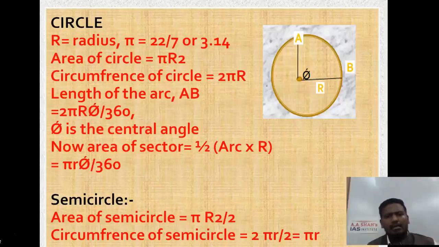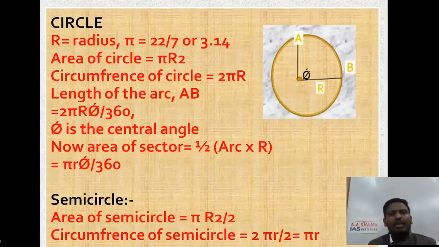Like in this case, the arc is AB. So theta should be the angle between the two lines, the first line which goes from center and joins the point A, while the second line which goes from center and joins the point B. Now this angle theta divided by 360 to get the value in radians, multiplied by the circumference, which is 2 pi r, you get the length of the arc. So the length of the arc formula can be easily formulated as 2 pi r into theta by 360.